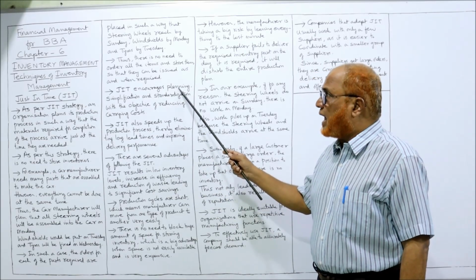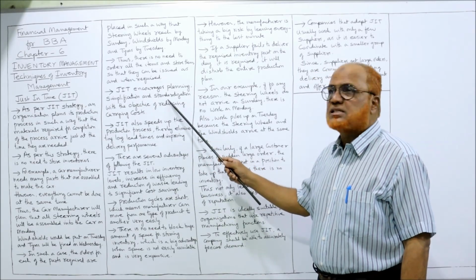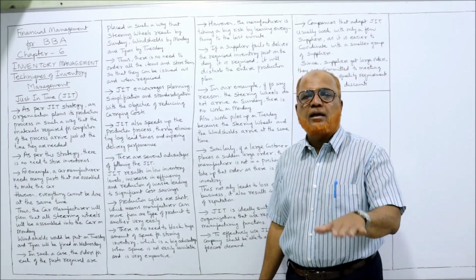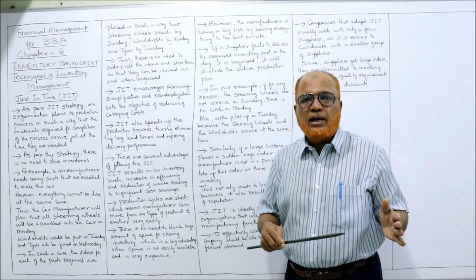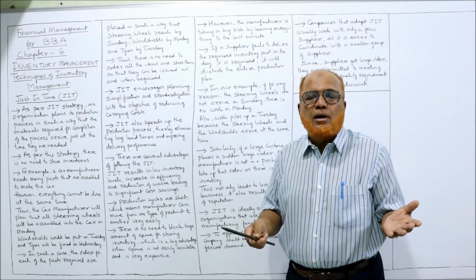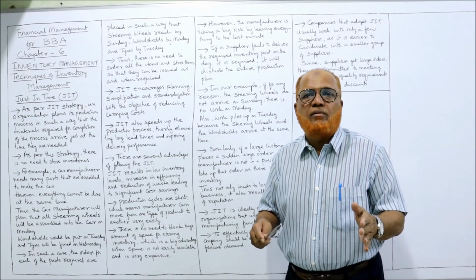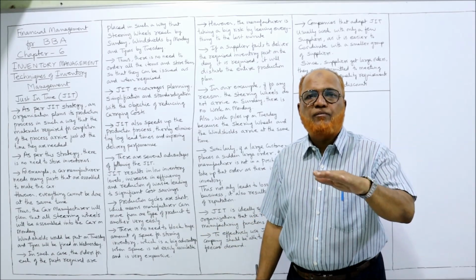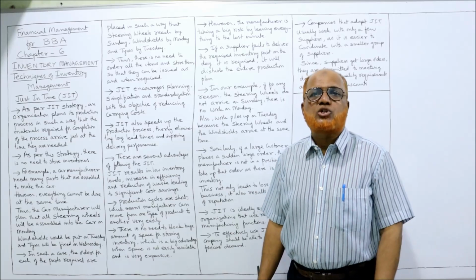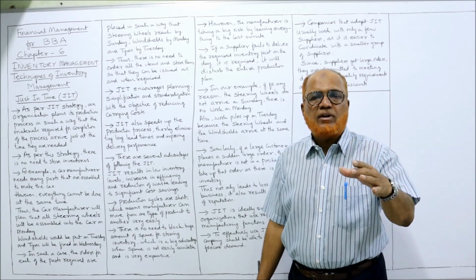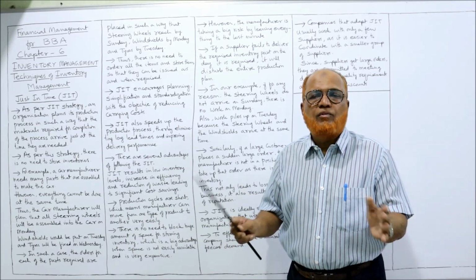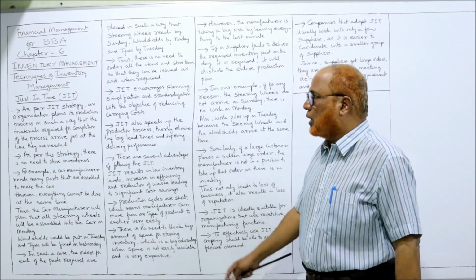JIT encourages planning, simplification and standardization with the objective of reducing carrying cost. If we hold inventory, carrying cost will increase. But when we do not hold the inventory, carrying cost will be eliminated. So we can simplify and standardize the production process in such a way that we procure the material whenever it is required. We won't store it in the godown.